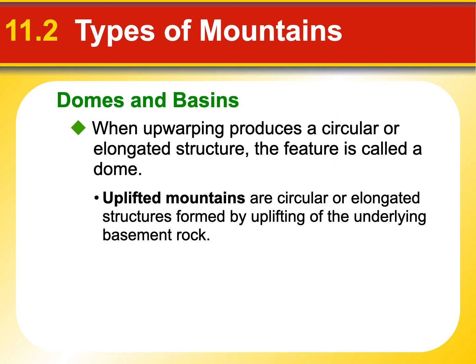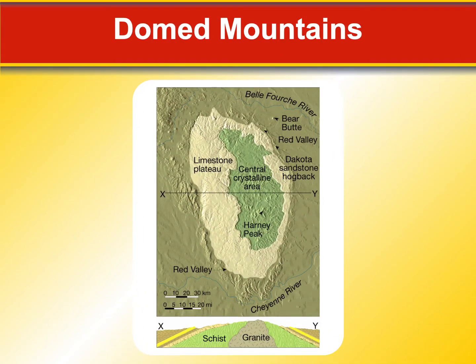These are uplifted type mountains. They're either circular or elongated sort of structures that are formed by uplift. Here's a picture of a domed mountain, and this is what it looks like with some of the material eroded away. So that central crystalline area there in the middle is actually older rock than the limestone plateau off to the side of it. Since it's been lifted up, the bottom picture is a cross section there. You can see the granite and the schist, and then there's some limestone out there on the outer edges.